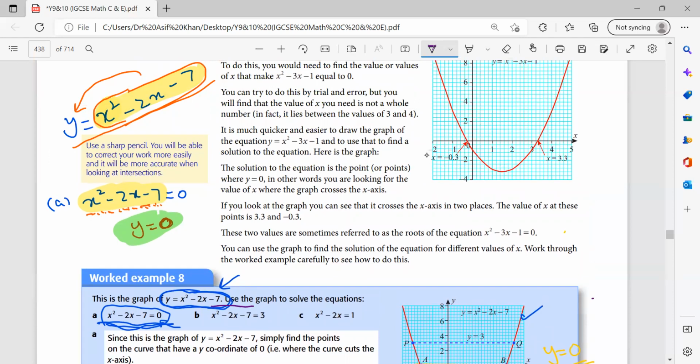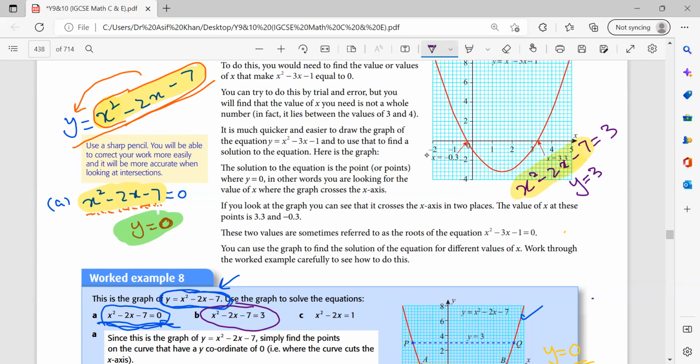Now look at the second one. Here in this case, what will happen? I write this one here: x square minus 2x minus 7 is equal to 3. Again, it is not so hard. Here this thing is exactly the same. In further questions, we will find when it is not the same. So this thing is equal to y. y is equal to 3.